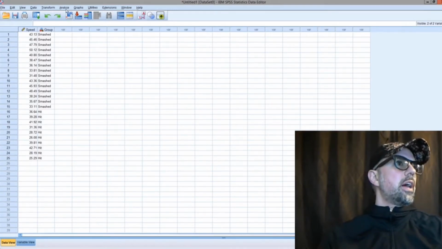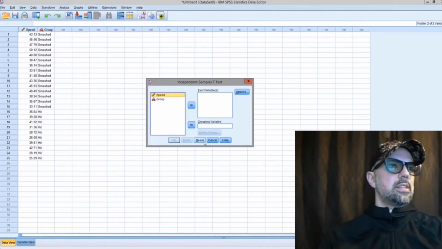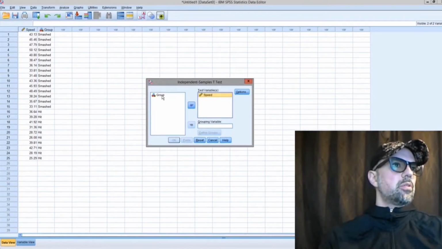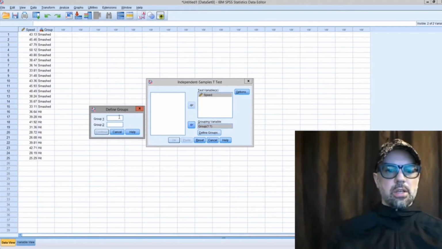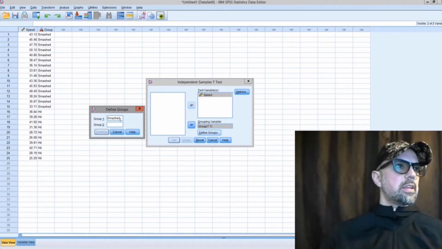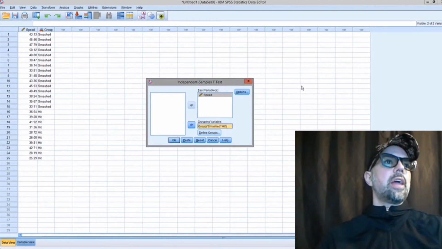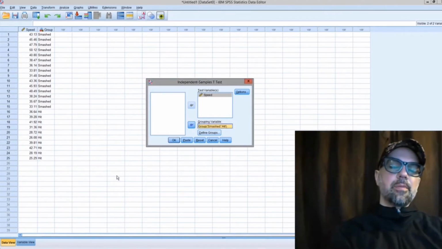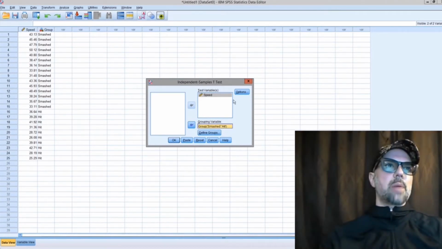And we're going to go to analyze. Compare means is going to be the independent samples t-test, and speed is going to be the test variable. Group is the grouping variable, and we are going to define the groups, and the groups are smashed, and the second group is hit. And we're going to hit continue. And normally if we were doing a t-test, we would just hit OK and we would go on. However, now we're going to go to options.